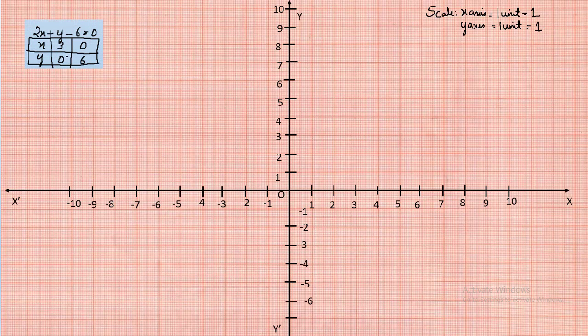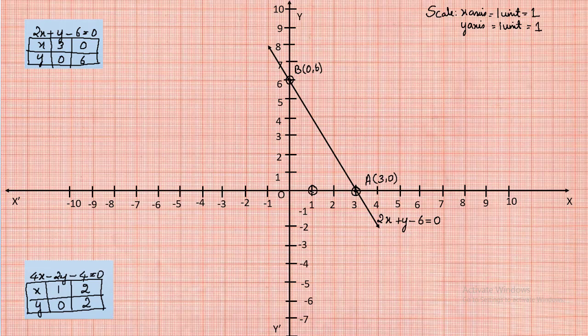Now let us plot the graph for this table from equation 2x plus y minus 6 equal to 0. On x equal to 3, y is equal to 0. On x-axis we have to take 3 and on y-axis 0. So we get a point here. Now let us mark this point as A at (3, 0). Similarly, the second point is at x equal to 0 and y equal to 6. We get a point here. So let us mark this point as B at (0, 6). Now let us draw a line intersecting these 2 points representing the equation 2x plus y minus 6 is equal to 0.